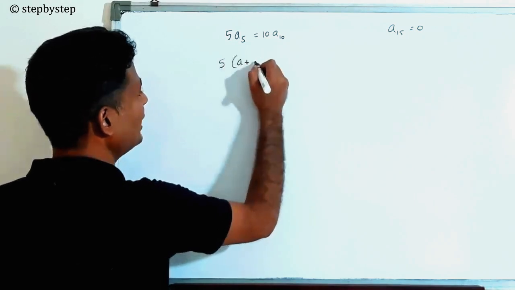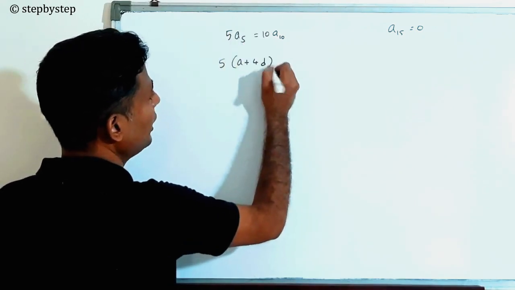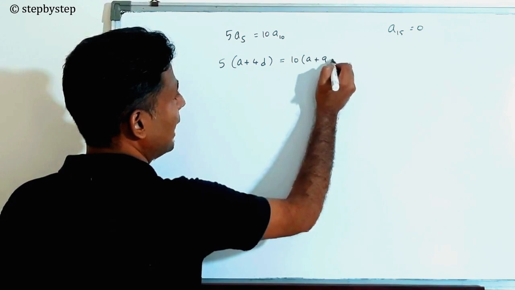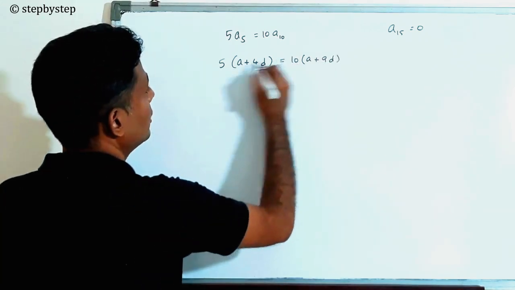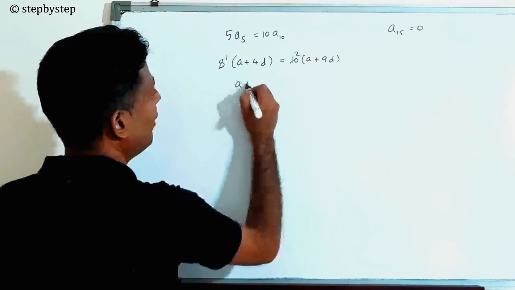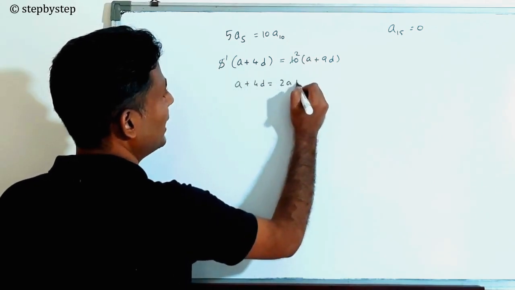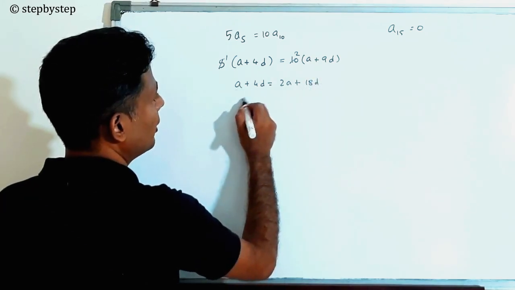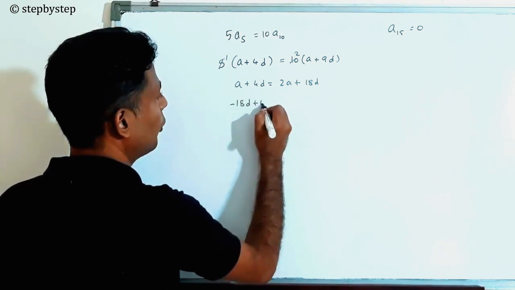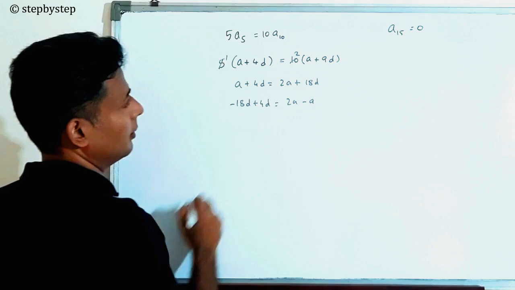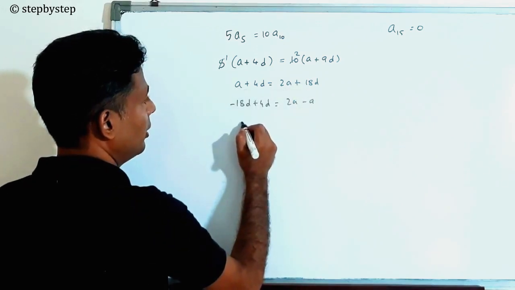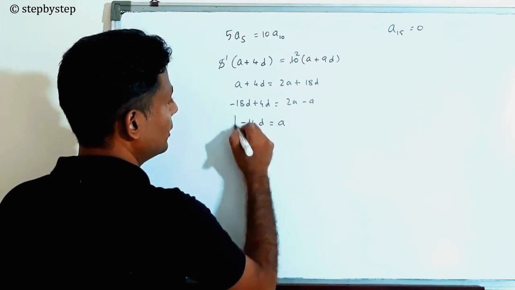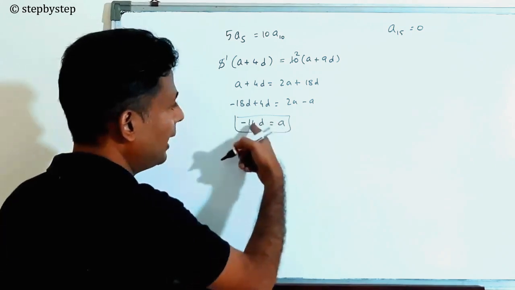5 into a of 5 is a plus n minus 1, that is 5 minus 1, 4d, equal to 10 into a of 10, that is a plus 9d, 10 minus 1, 9. So 5 ones are 5, 2s are 10. So I have a plus 4d equal to 2a plus 18d. I transpose a on this side, 18d on this side. So I get minus 18d plus 4d equal to 2a minus a by transposing these two. So I have minus 14d equal to a. So I got the relation between a and d.